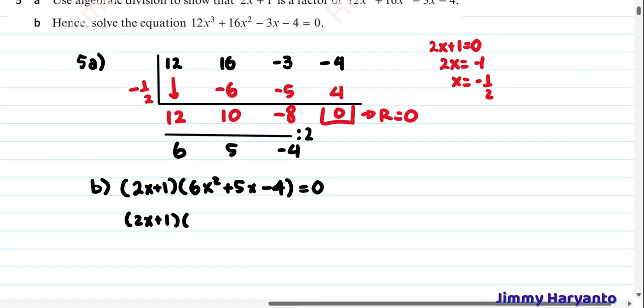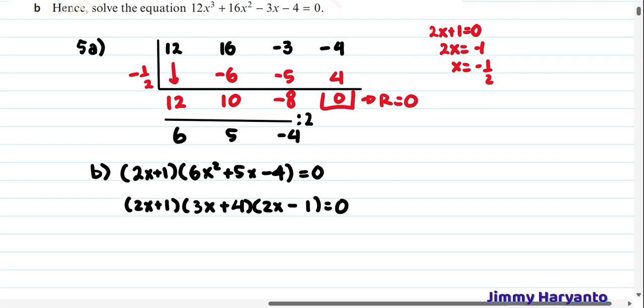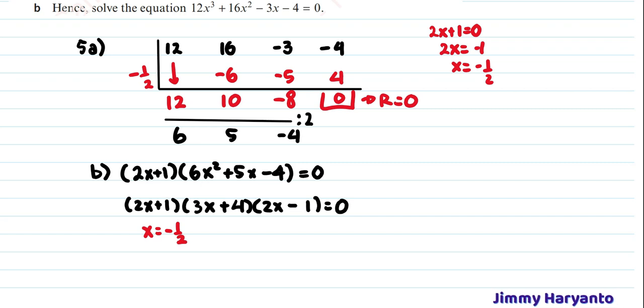Okay, let's factorize the quadratic using the normal methods. So maybe we have 3x and 2x. This one, 2 and 2, cannot. Let's say this one is 4 and 1. Plus and minus, 8x minus 3x gives 5x, and negative 4. Okay, it matches. Next, we're not finished yet. We have to find the x. For this one, x equals negative half. For this one, x equals negative 4 over 3. This one, x equals half. So this is our solution.